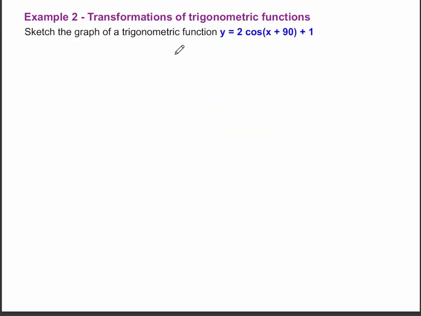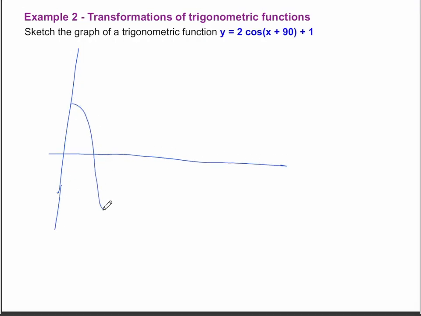Next, sketch the graph of the trigonometric function y equals 2 cos (x plus 90) plus 1. Now, this is a combination of transformations. And if you have gone through the functions lesson, where I looked at the combination of transformations, this should be quite simple for you. So, firstly, we can draw out our cos graph. And remember, our cos graph is like this originally. Where this is 360, this is 270, this is 90, and this is 180 degrees. And obviously this is 0.